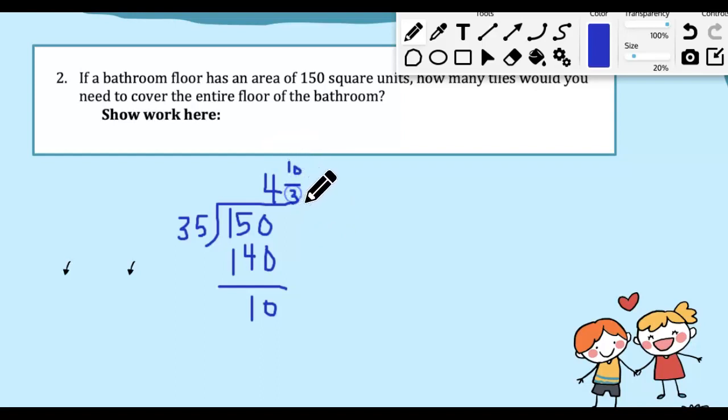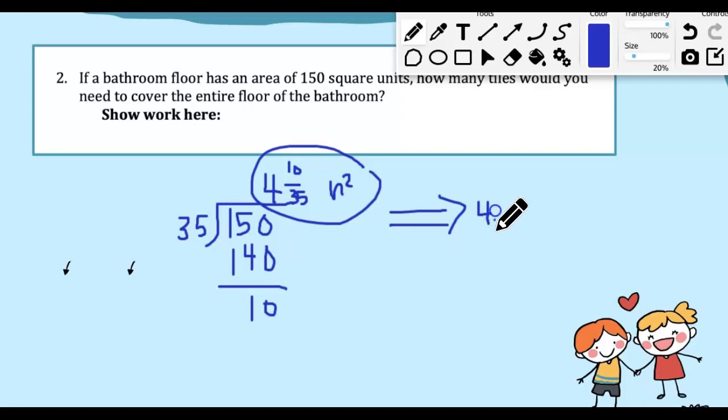We still have that n squared. We did not take that away, so you could answer it this way, or you could also put it in decimal, to the nearest tenth. So I'm going to go back. 10 divided by 35 in your calculator, you're going to get 0.3. You could just simplify or round off your answer to the nearest tenth, so you could have 4.3 n squared.